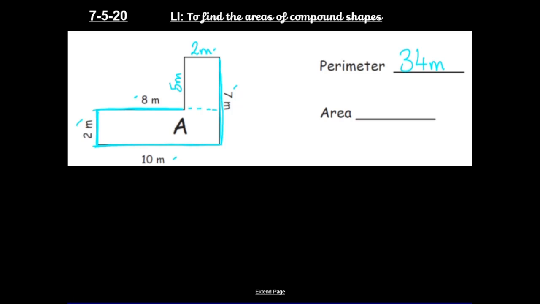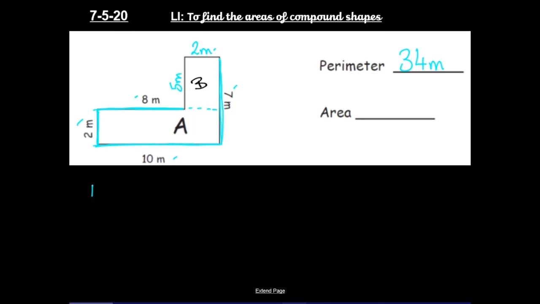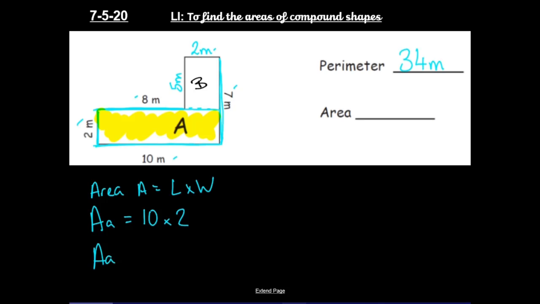And now let's look at the area. I've got shape A, and I'm going to call this one shape B. So I can now work out the area of these 2 shapes. Let's start with the area of A. It's a rectangle, so it's length times width. Again, be careful which part I'm using. It's going to be this whole section here, from there all the way across, which means that it is 10 times 2. So the area of A is equal to 20 meters squared.